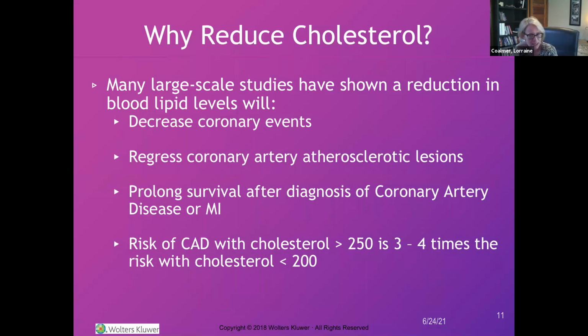So lots of studies show that we have a decrease in coronary events, decrease in lesions, prolonged survival after an MI, getting all that under control. Risk of coronary disease with a cholesterol greater than 250 is 3 to 4 times the risk of somebody with a cholesterol less than 200. So you already know what the desirable total cholesterol is: less than 200.